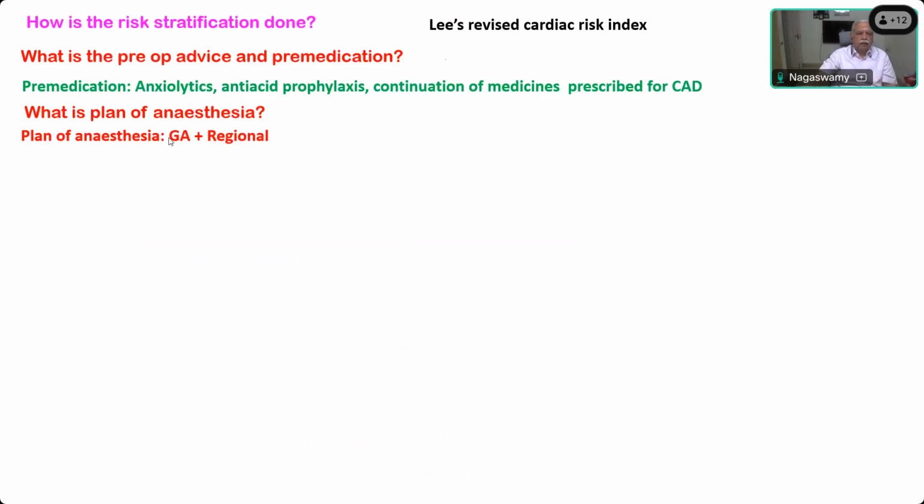So plan of anesthesia, a combined GA and a regional technique will be much better, because simple GA alone will not guarantee 100% pain relief. So when pain relief is not complete, what can happen?